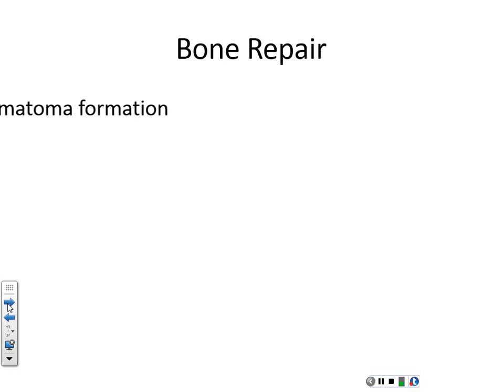So bone repair, we got those 4 steps, right? When you break bone, you're going to damage blood vessels and you're going to bleed, and then you form a clot, a big, huge clot called a hematoma, right? That's the first step.